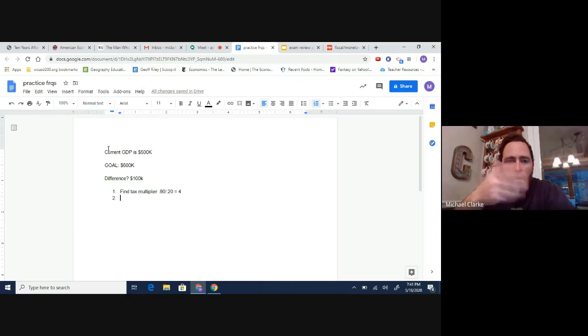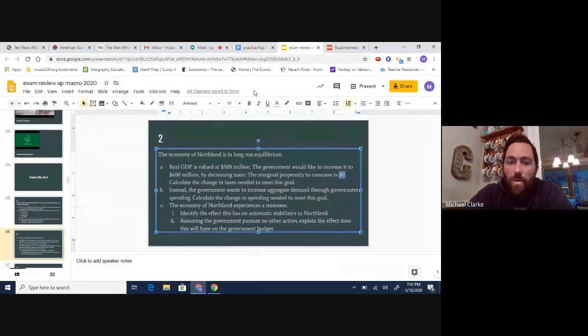Step 2. Okay, you got the multiplier. What are you doing with it? In this case, you're dividing the goal of $100,000 by 4, by your multiplier. So $100,000 divided by 4. What is $100,000 divided by 4? I did put 100,000, right? Oh, million. Whoops. Okay. Let me change that.